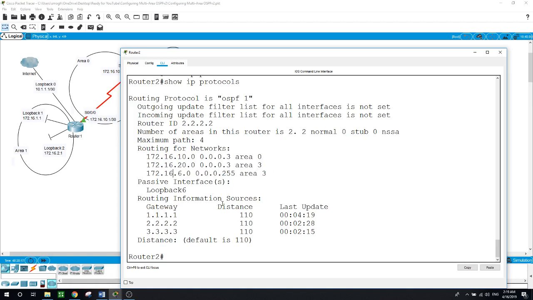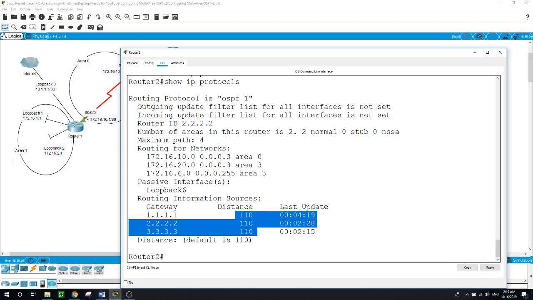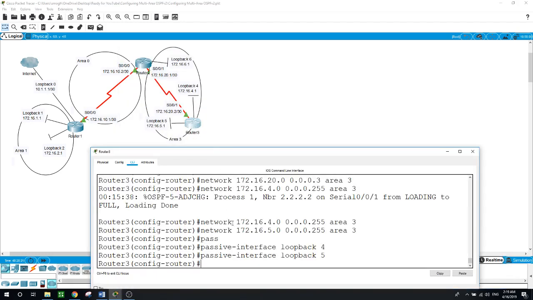And the routing information source, the gateway, we can find here the router ID for router 1, and this is for router 2, and this is for router 3, and this is the administrative distance here. The same with router 3.